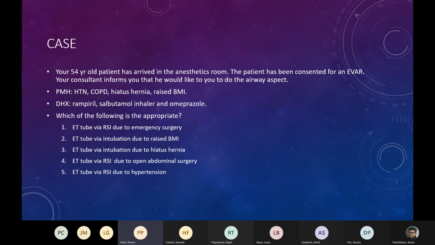So your consultant tells you that he would like you to deal with the airway. And I put his past medical history and his drug history there just in case. Which of the following is the most appropriate airway for him? Bonus marks if you can tell me whether this is the most optimal operation for this patient.